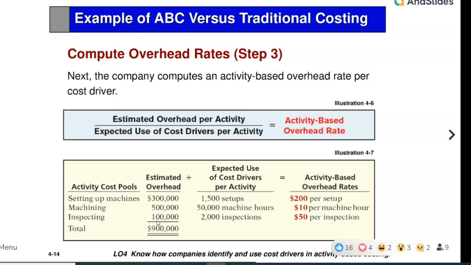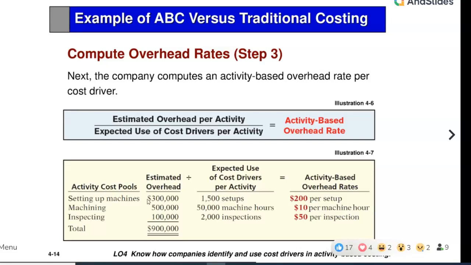Back to this. Estimated cost, 300,000, it's going to be 15 times. So every time there's a setup, a change up between one product, I change the machines over from one product to another, it's going to be 200. And I'm going to charge it to the product I'm changing over to. The number of machine hours, they set 500,000 for the year, 30,000 machine hours, $10 a machine hour. So I keep track of how many machine hours is done for one product versus the other. Or I figure that out. Inspection, I get 50.